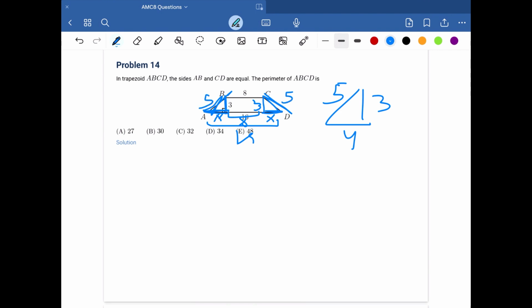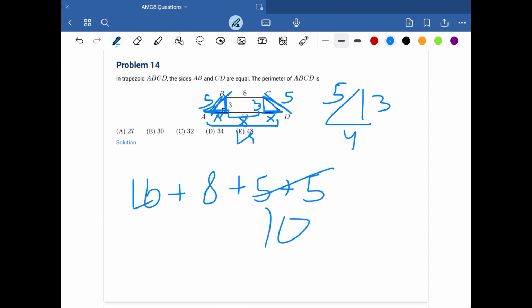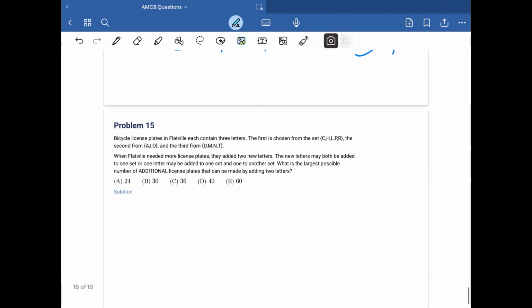Now we can just add everything up: 16 plus 8 plus 5 plus 5. 5 plus 5 is 10. 16 plus 8 is 24. When we add this, we get 34. So our answer is D, 34. Let's move on to the next question.